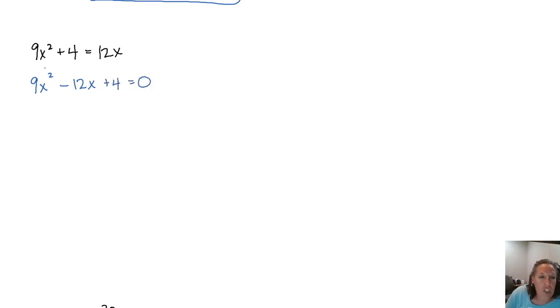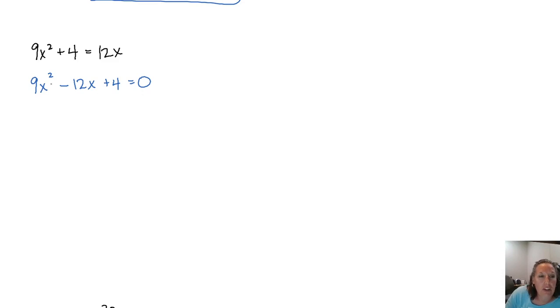I always move it whichever direction I need to in order to have a positive coefficient on my biggest power. So in this case, the 9x squared, I want it to be positive, so I'm going to leave that one where it is and move everything else. If that had been a negative 9x squared, I would have moved everything to the right just because it's easier to factor with a positive coefficient. All right, 9x squared minus 12x plus 4.